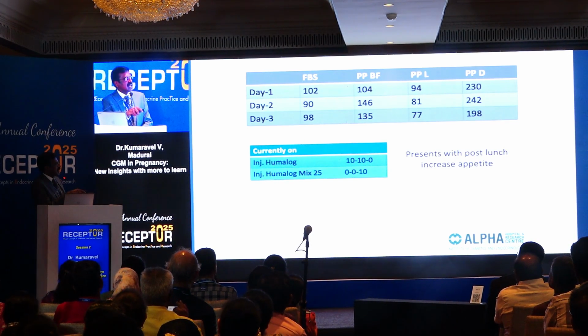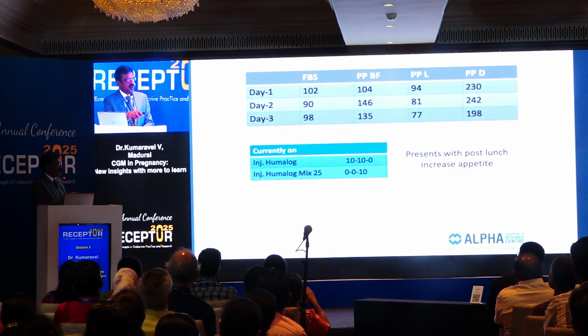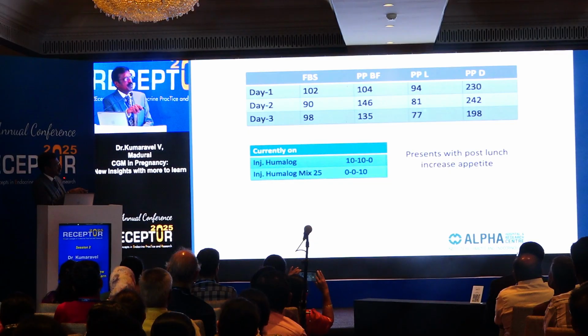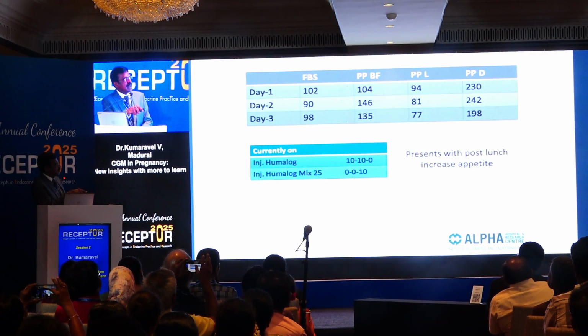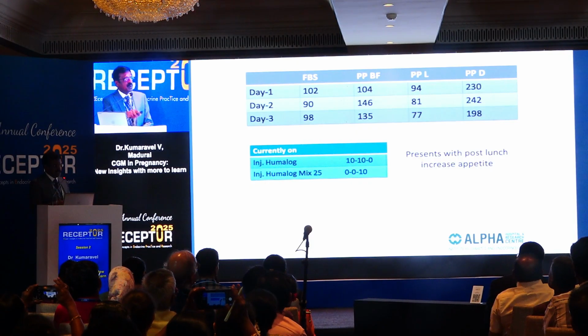You can see these are the values. Your target when you are monitoring should be, at 1 hour, less than 140, and at 2 hours, less than 120. So your fasting is more or less normal. Postprandial lunch is also more or less normal, I would say slightly low. And breakfast is normal, post dinner is high. And again, this patient complains of hypoglycemia after lunch.